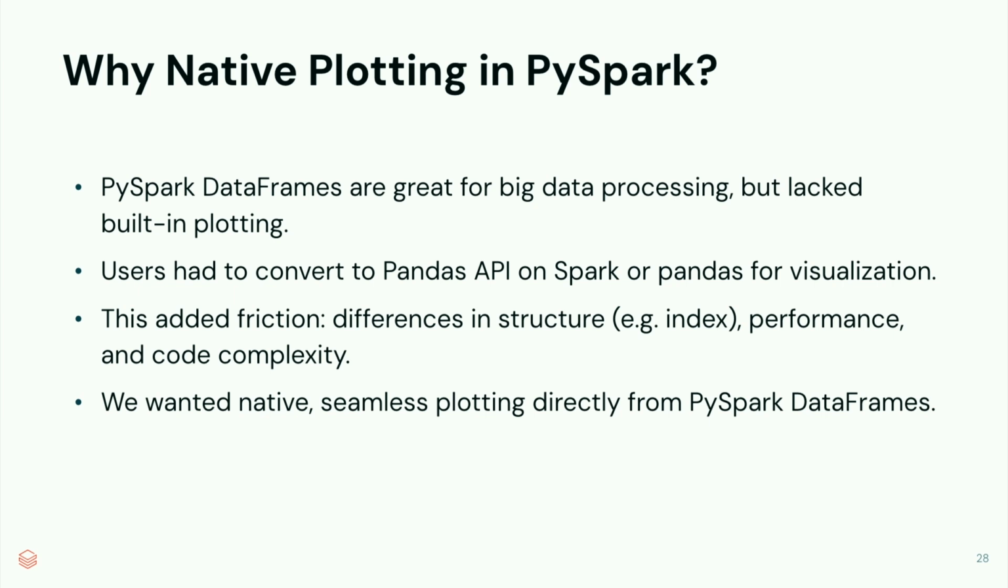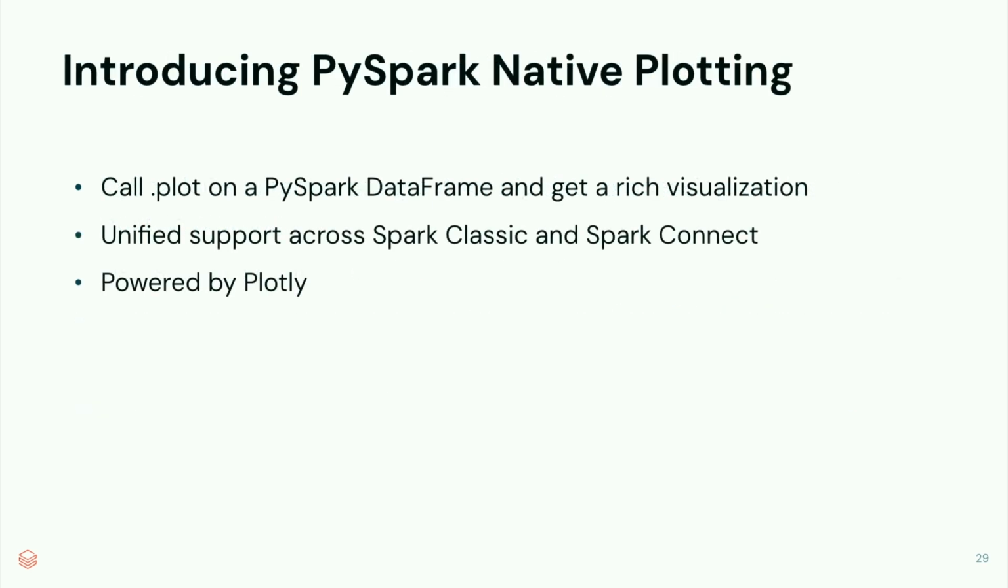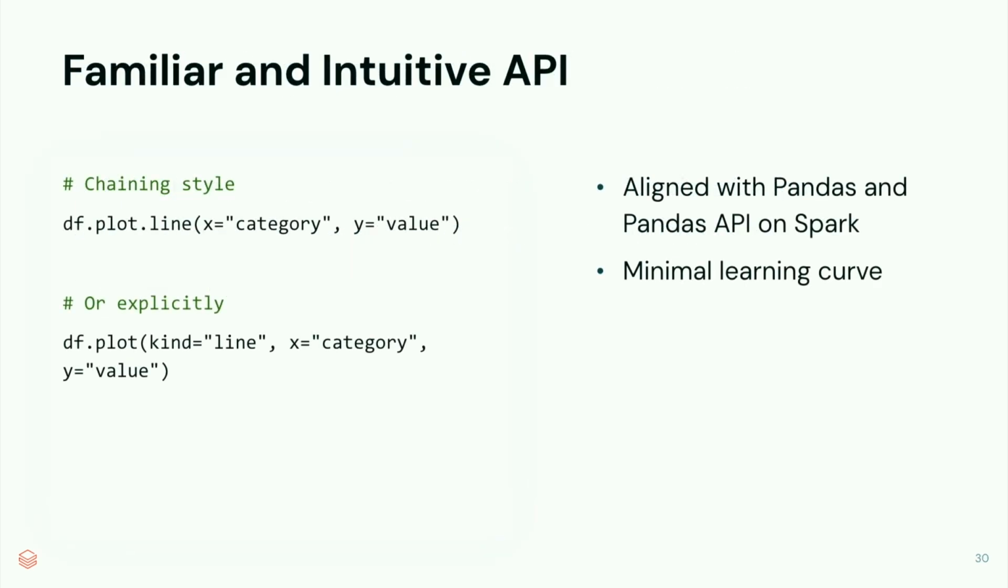That's why we introduced PySpark native plotting. There's no conversion, no mismatch. You just plot directly from your PySpark data frame. You can just call .plot on your PySpark data frame, and you get the visualization. It works the same between Spark Classic and Spark Connect, and it's backed by the Plotly library. The API matches what users already know from pandas or pandas on Spark. You can use method chaining style, like df.plot.line for line plots, or you can pass in line to the kind parameter of the plot API. They both work.